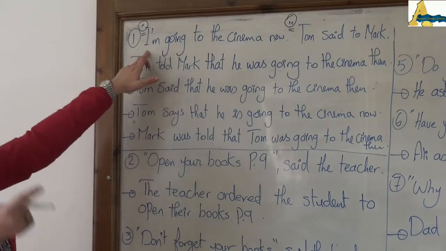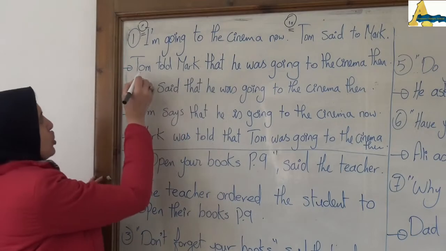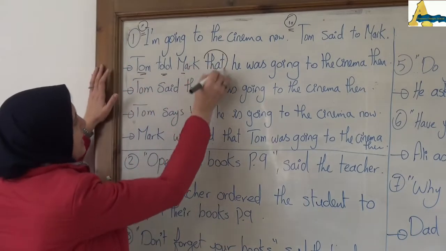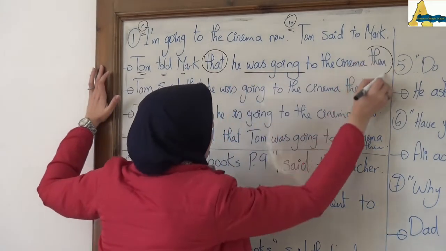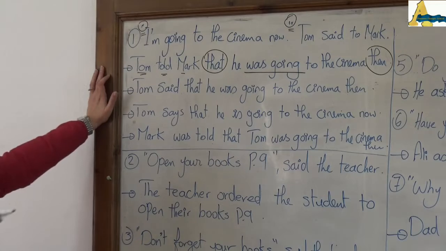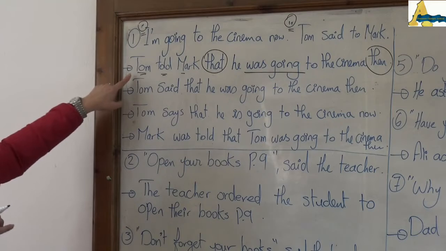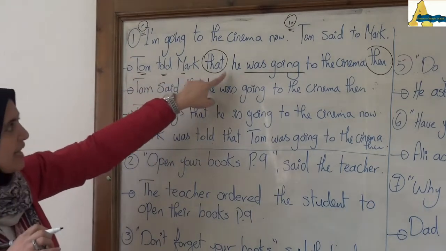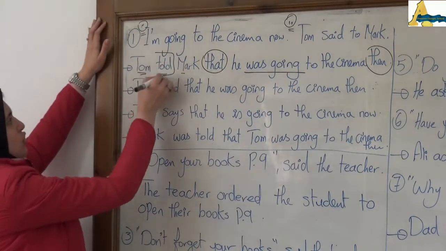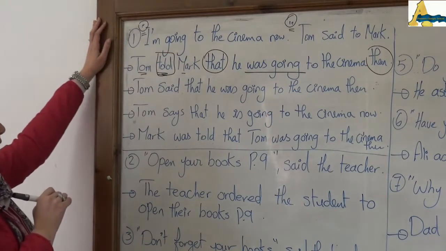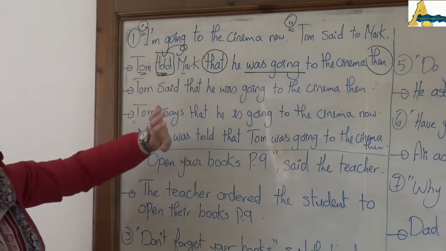He's talking about himself. When I want to report what he said, I will say, Tom told Mark that he was going to the cinema then. What I've just done now is reporting what he said, in my way. I used the introductory verb told, and told has to be followed by an object. So I said Tom told Mark.